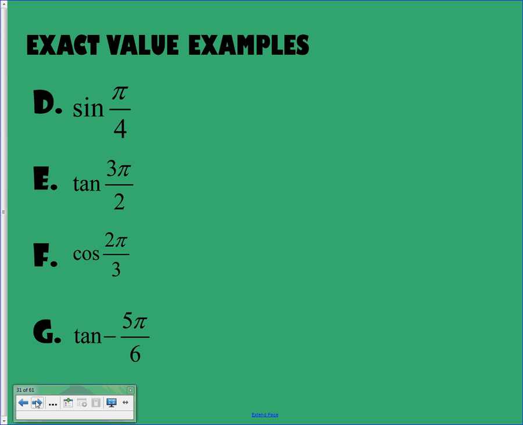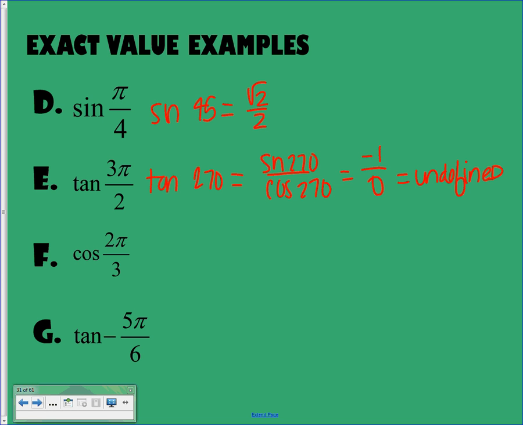Now we're going to evaluate it when you're at that angle. So this is the same thing as sine of 45, and the sine of 45 is the square root of 2 over 2. Tangent of 3 pi over 2. 3 pi over 2 is 270. Tan of 270 is the same thing as sine of 270 over cosine of 270. Sine down there is the y value, so that would be negative 1. Cosine is 0. You can't divide by 0, so we're going to say undefined.